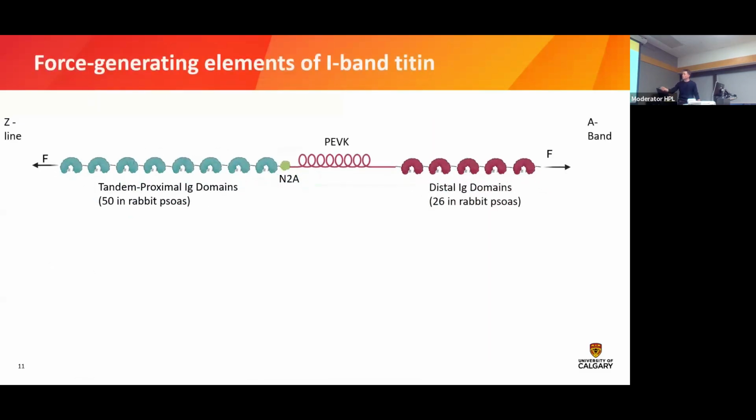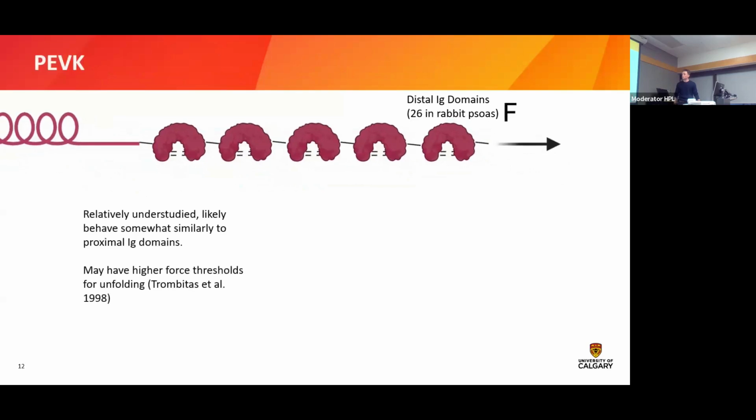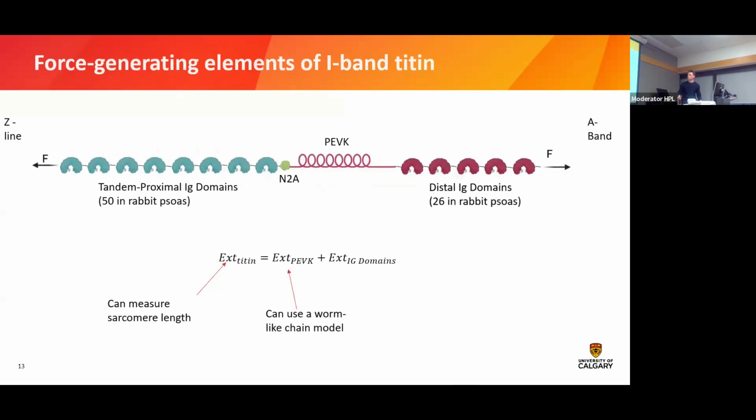In terms of the distal immunoglobulin domains, these are in general understudied, likely just because there's way less of them. But they probably behave somewhat similarly to the proximal domains, although there's some evidence that they have higher thresholds for unfolding. So basically, if we do see any unfolded immunoglobulin domains, they're probably in the proximal region.